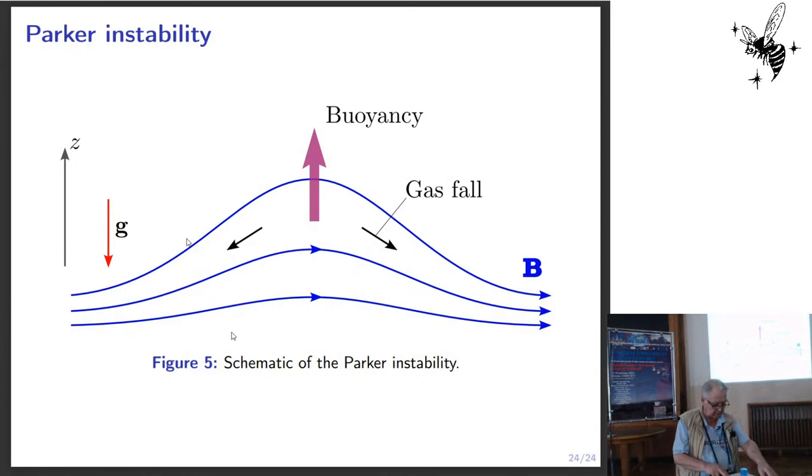Many people consider Parker instability, and the presence of gravity is important for this process. So it can be called magneto-gravity instability. I think that we must consider separately magneto-rotational instability and magneto-gravity instability. This instability we have when the magnetic field is along the plane of the disk. Thank you.